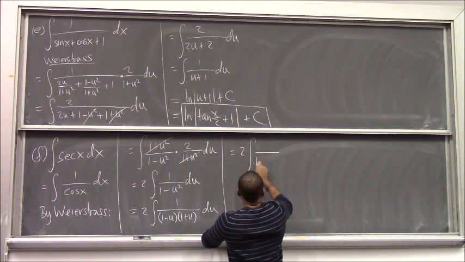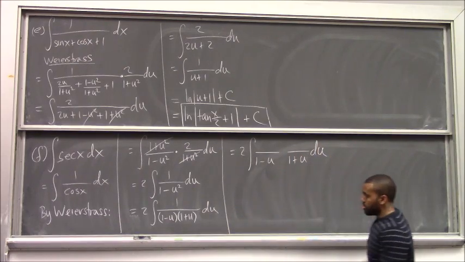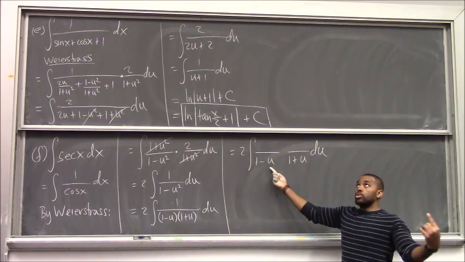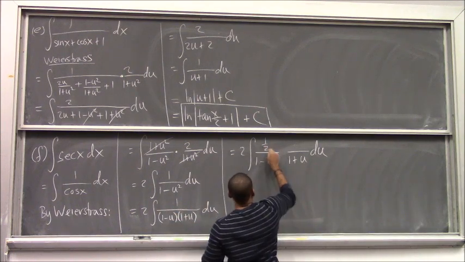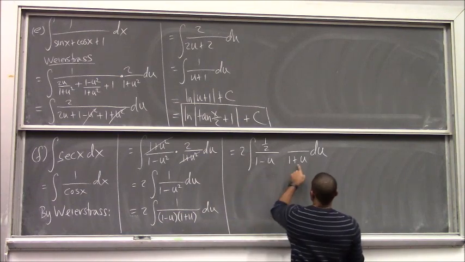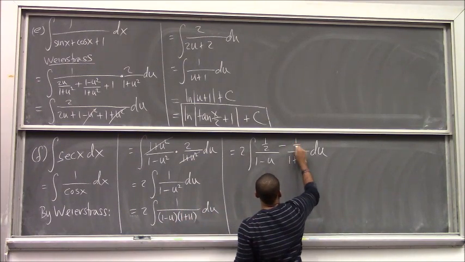Plug in one. Right, we can do the cover-up method because we have non-repeating linear factors. So u equals 1 makes that 0. We're going to cover that up, plug in u equals 1, and we get a half. u equals minus 1 makes this 0. Cover that up, plug in minus 1, I get minus a half.